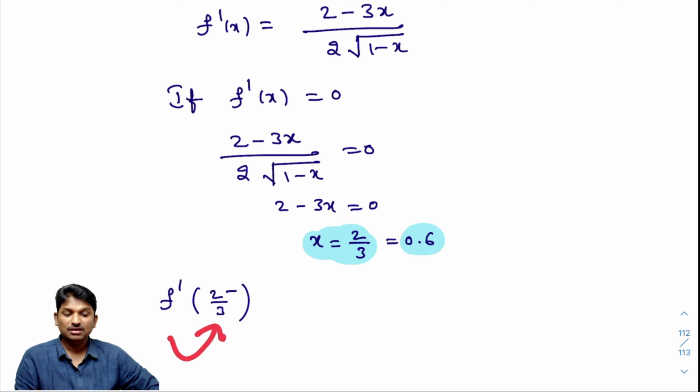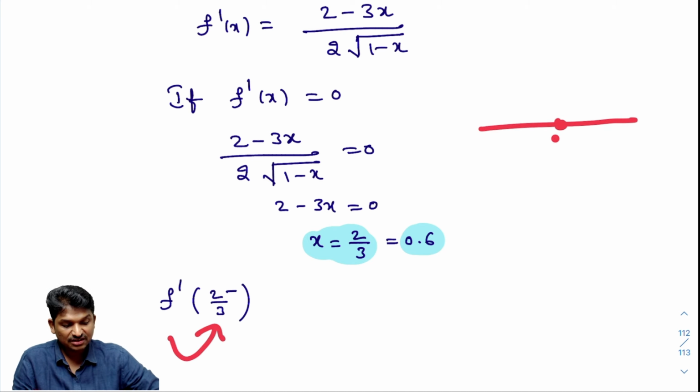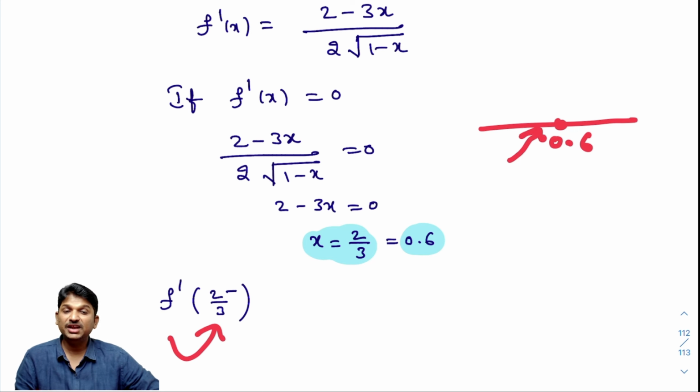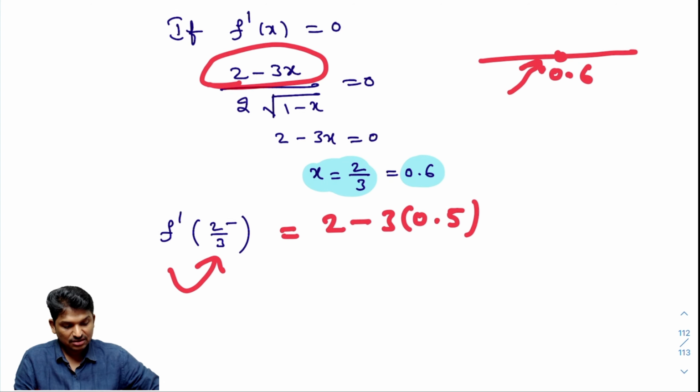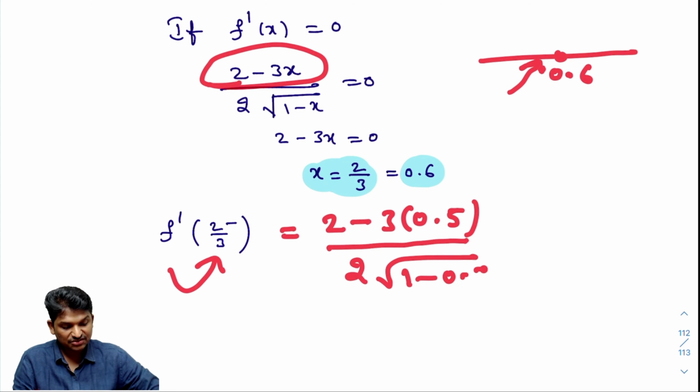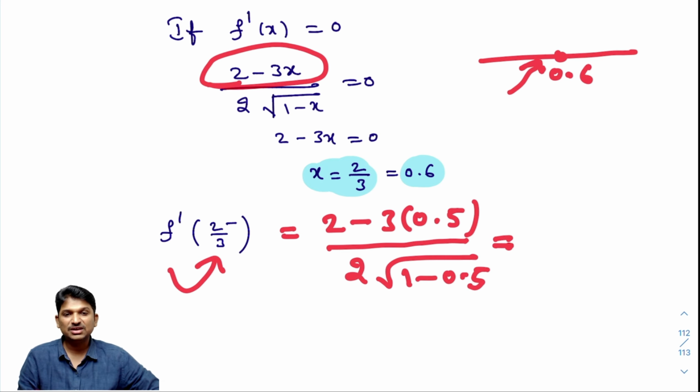That means 2 by 3 is 0.6. You take some x value which is left side of 0.6, very nearer to 0.6. I'll take 0.5. You take 0.5, substitute in this, what you will get? (2 minus 3 into 0.5) divided by 2 into root over 1 minus 0.5. I don't want this value, I just want to know whether it is positive or negative, that's it, right?